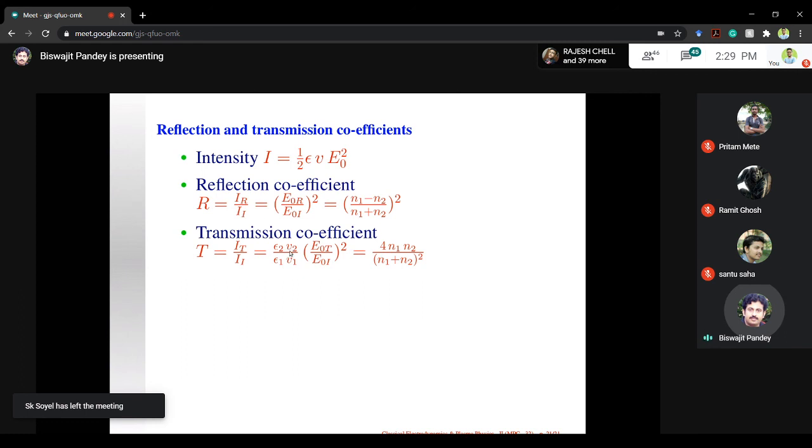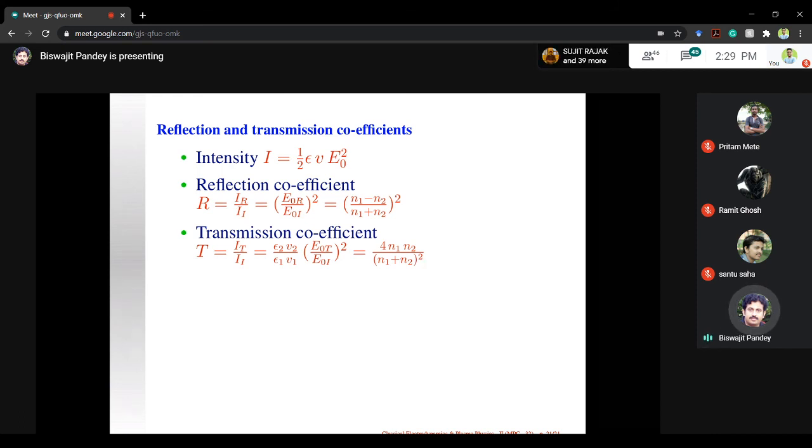Again, you see epsilon 2 V2, and V2 and V1 can be written in terms of N1 and N2. So finally, if you simplify, you get 4 N1 N2 divided by (N1 plus N2) squared. So these are the expressions for the reflection coefficient and transmission coefficient in the case of normal incidence of an electromagnetic wave at the interface of two linear homogeneous media.